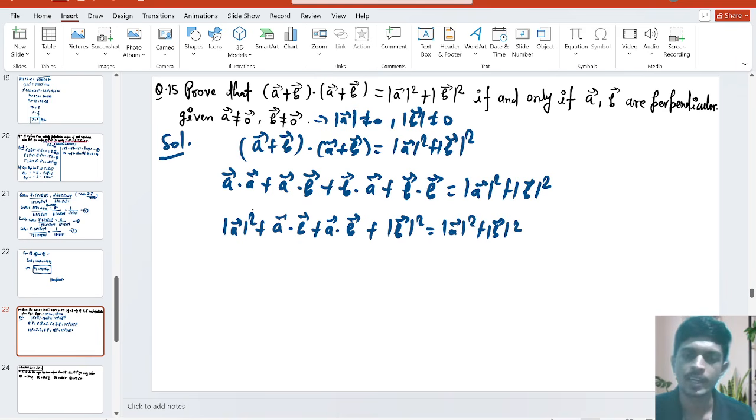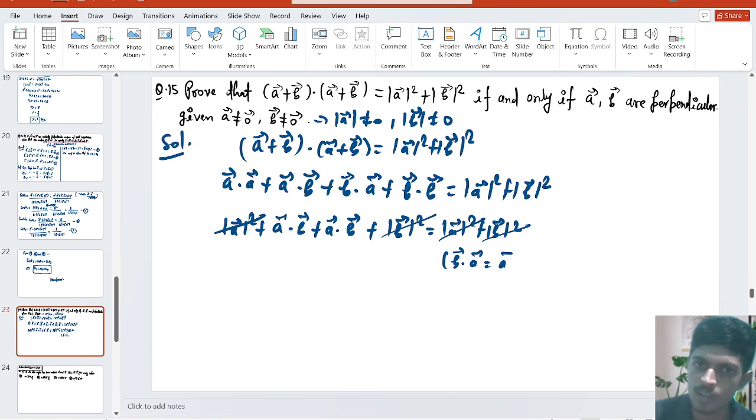Because we know that vector A dot vector A equals the modulus of vector A whole square, and vector B dot vector B equals the modulus of vector B whole square, these cancel out from this. And vector B dot vector A is the same as vector A dot vector B by the commutative law. I hope it is clear to you. So just simplify the definitions here. This is 2 times vector A dot B. Vector A dot B is equal to 0.